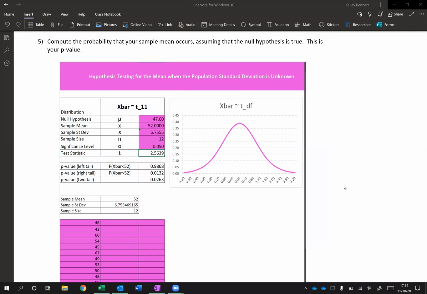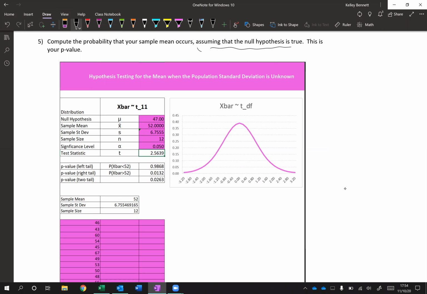Here we have all of our data. And again, we're assuming that the null hypothesis is true. I want to know how far away my sample is from this assumed mu value of 47. That's going to be my test statistic here.